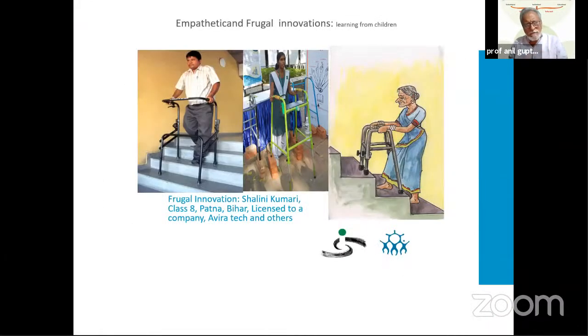So there are different solutions that we have discussed. This I don't know if I mentioned to you. I think I mentioned this. A walker, which Shalini had suggested, where the legs become taller when you come down and become shorter when you go up. And it has been licensed to a company. Such walkers don't exist anywhere in the world. Europe, US don't have these walkers.